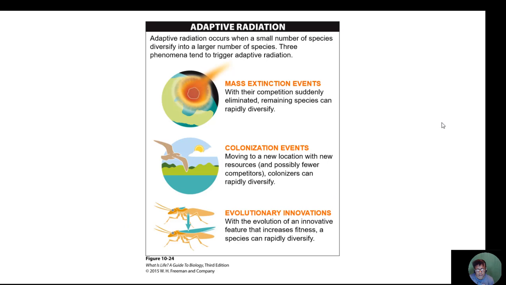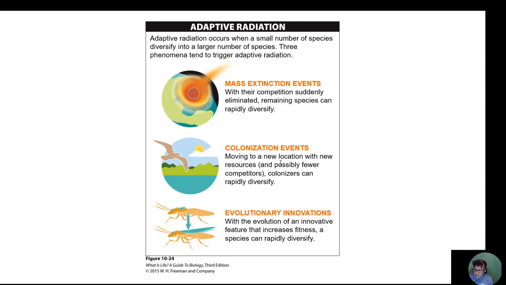So more terminology that I want to tell you about. One is adaptive radiation. So what is adaptive radiation? Adaptive radiation occurs when a small number of species diversify into a larger number of species. And three phenomena can actually trigger adaptive radiation. Number one, mass extinction events. So with their competition suddenly eliminated, after this mass extinction event, the remaining species that survive can now rapidly diversify. Okay, adaptive radiation. Or you can have colonization events.